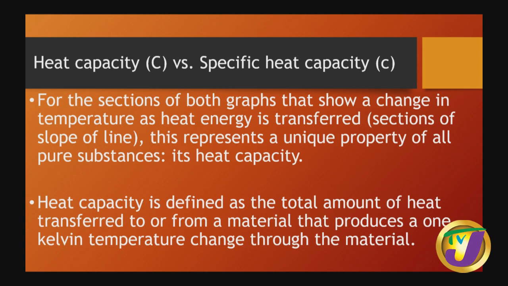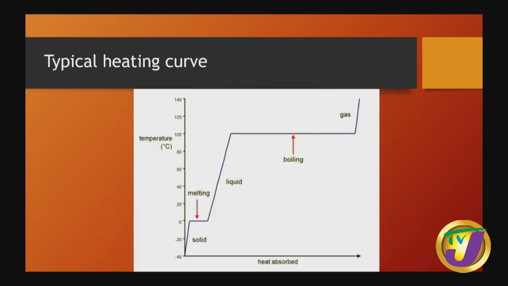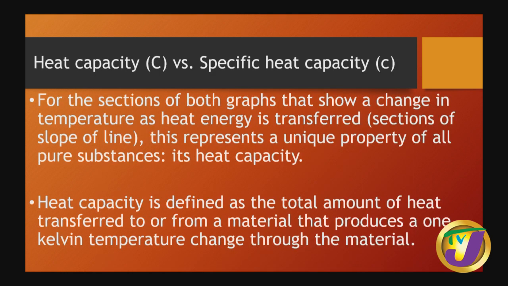For sections of both graphs that show a change in temperature as heat is transferred, these portions, the gas, the liquid, the solid, are portions of slope. So we're dealing with temperature change there. For sections of both graphs that show a change in temperature as heat energy is transferred, this represents a unique property of all pure substances.